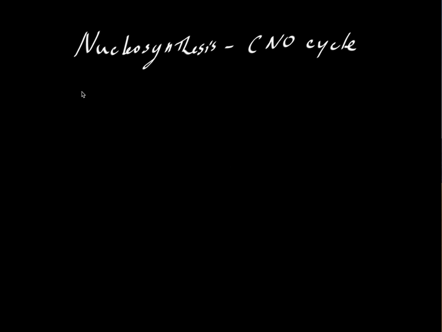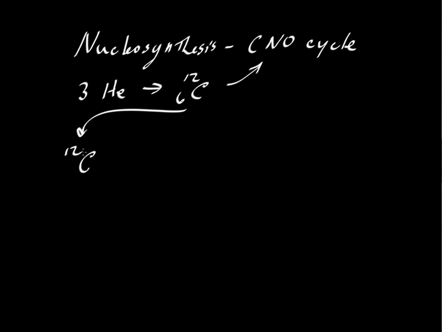So in an earlier video, we looked at how you can take three atoms of helium and fuse them together to get carbon-12. We're now going to take a look at something called the CNO cycle, which is another part of this process of nucleosynthesis by which we create light elements inside of stars. So let's take a look at what happens to this carbon-12. Carbon-12, we'll write it here. It has an atomic number of 6.